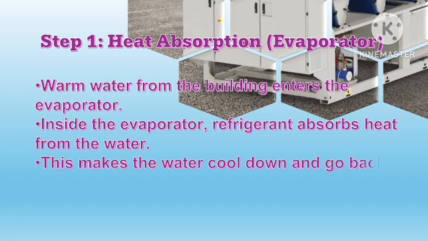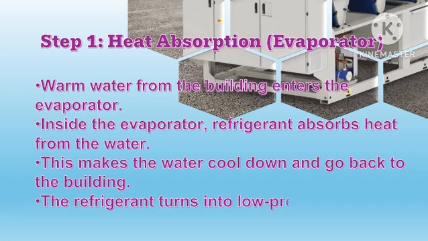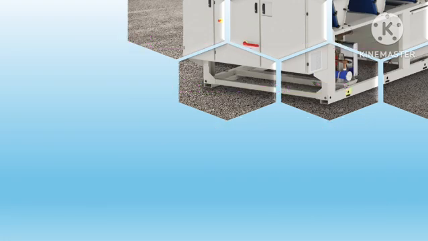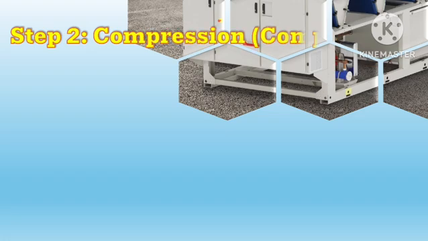Step 2. Compression, compressor. The low-pressure refrigerant vapor goes to the compressor. The compressor increases its pressure and temperature. Now refrigerant becomes high-pressure hot gas.